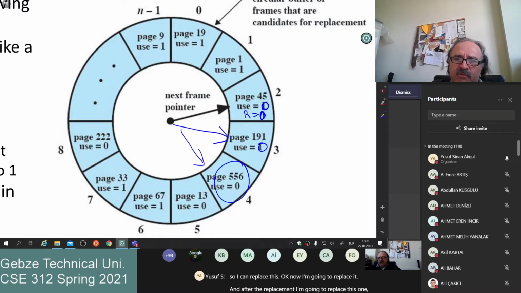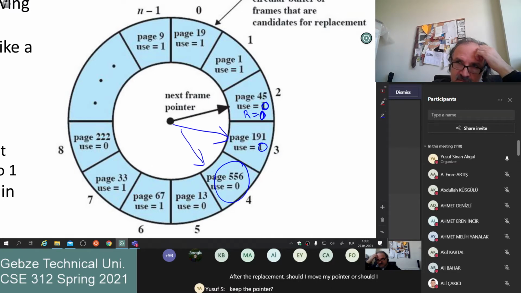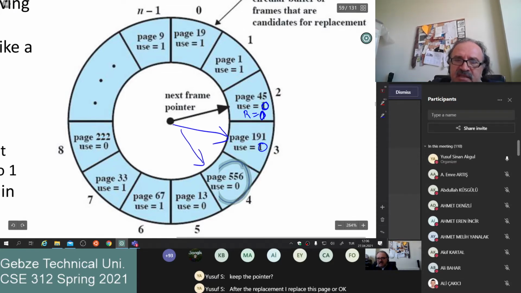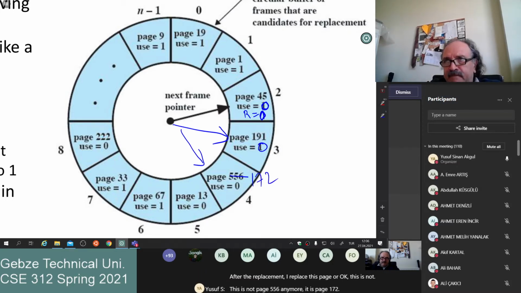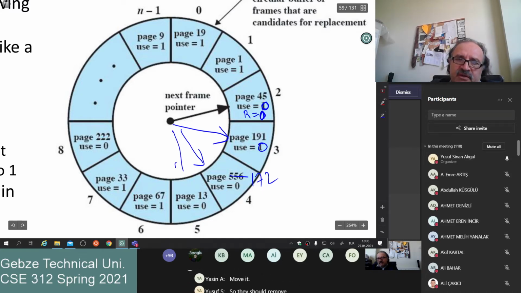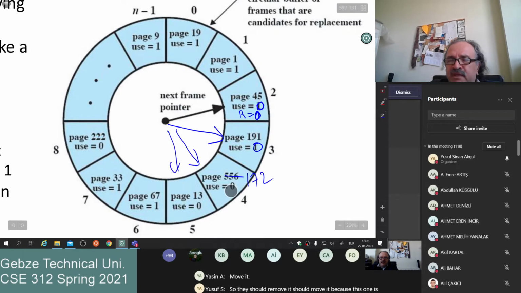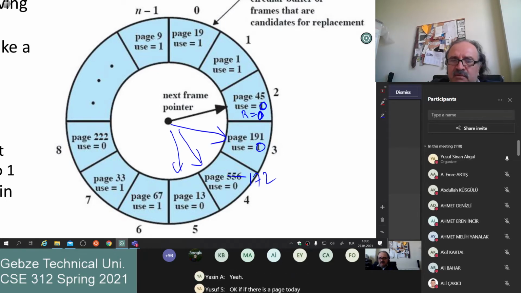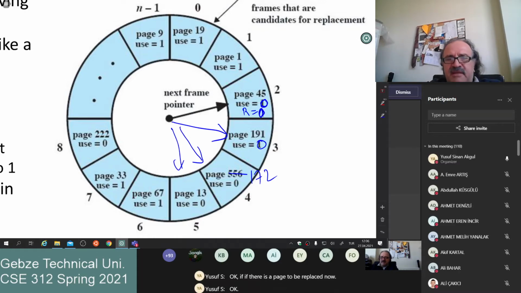After the replacement, should I move my pointer or should I keep the pointer? After the replacement, I replace this page. This is not page 556 anymore. It is page 172. So we should move it because this one is the newest one. This should be the end of the linked list, right? So this is the oldest one now. If there is a page to be replaced now, I am going to replace this. Okay, good.